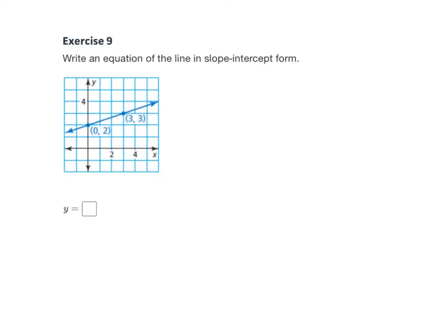Alright, so remember, slope-intercept form, we need two things. We need to find what the slope is, and we need to find what the y-intercept is. So let's look at the slope. If we start here, we've got a rise of 1. So that would give us a rise of 1 and a run of 1, 2, 3. So we have positive 1/3 as our slope. Our y-intercept is here at positive 2. Putting this into slope-intercept form, you'd have y equals 1/3 x plus 2.